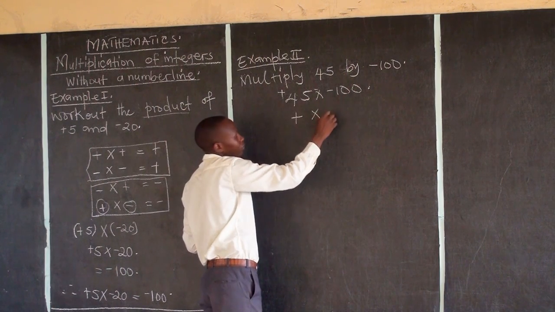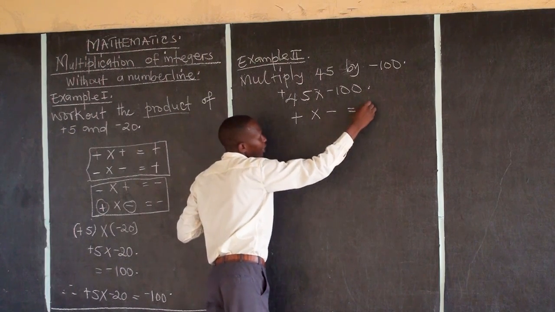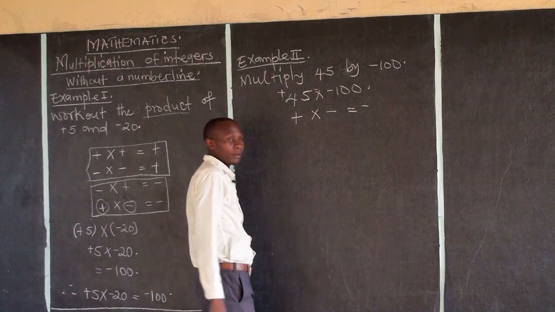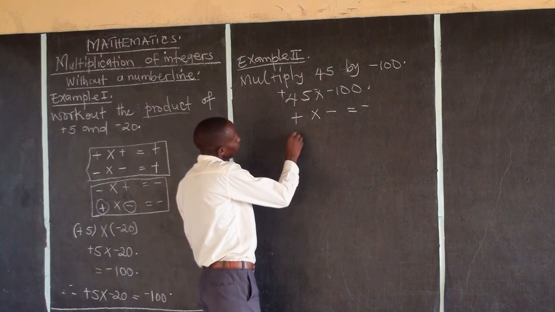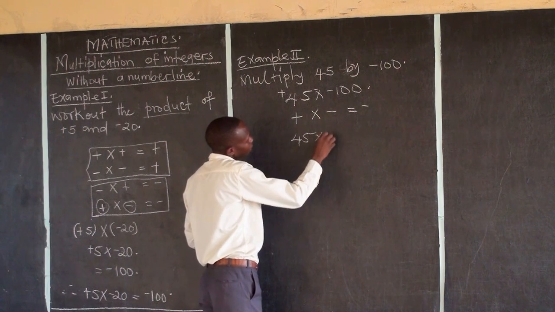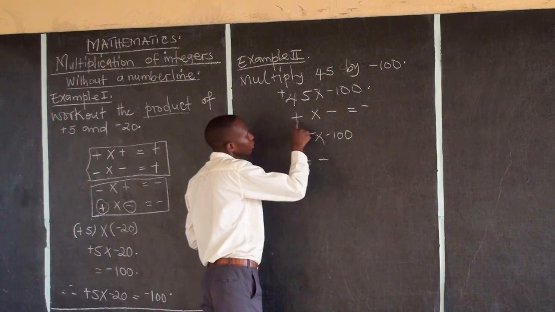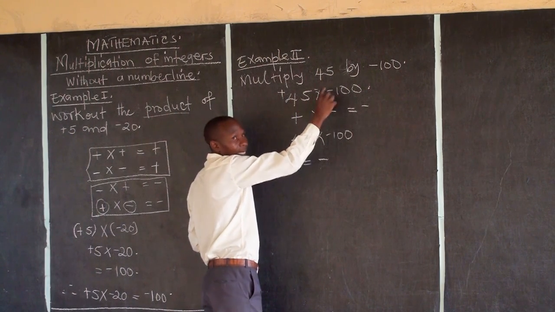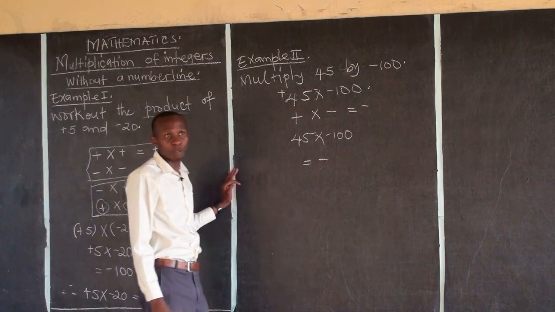Here we have a negative, so we shall say times a negative integer. The answer must be negative. The product must be a negative. So I will say 45 times negative 100. I know the answer must be negative because of this: this is a positive, this is a negative. So I'll come out with a negative as my answer.